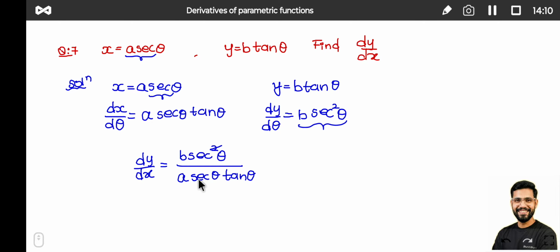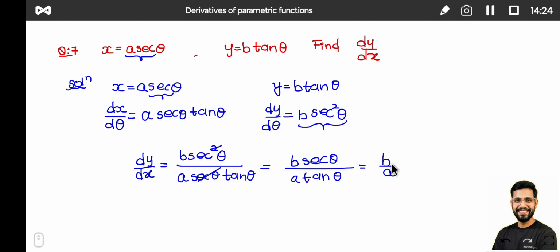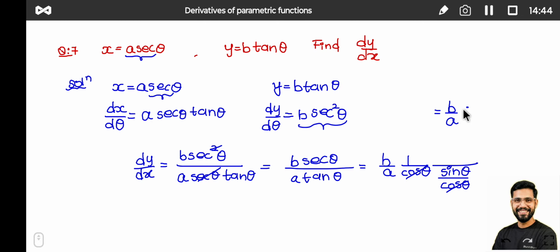So 1 sec theta will get cancelled. So what will remain? b sec theta in the numerator divided by a tan theta in the denominator. Okay, so we can solve it further. b upon a as it is, sec theta can be written as 1 upon cos theta, and tan theta can be written as sin theta upon cos theta. So this 1 cos theta will get cancelled, and 1 upon sin theta can be written as cosec theta. So our answer will be b upon a, and 1 upon sin means cosec theta. So that is the value of our dy by dx.